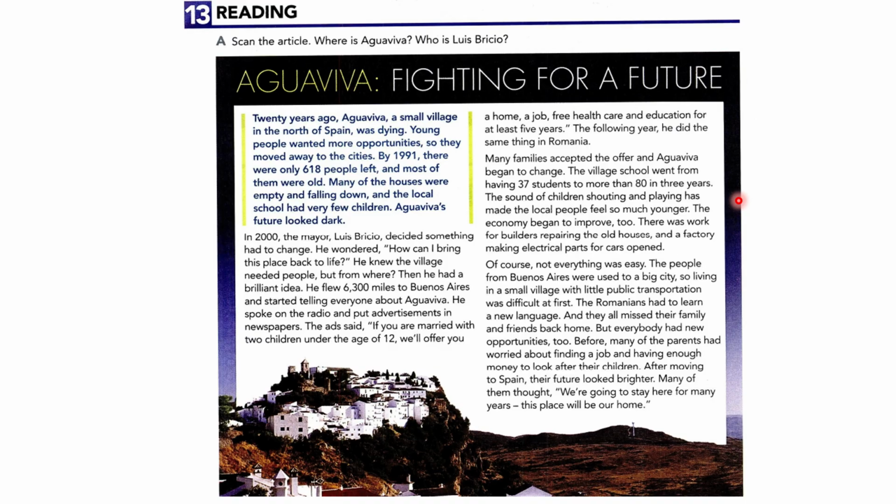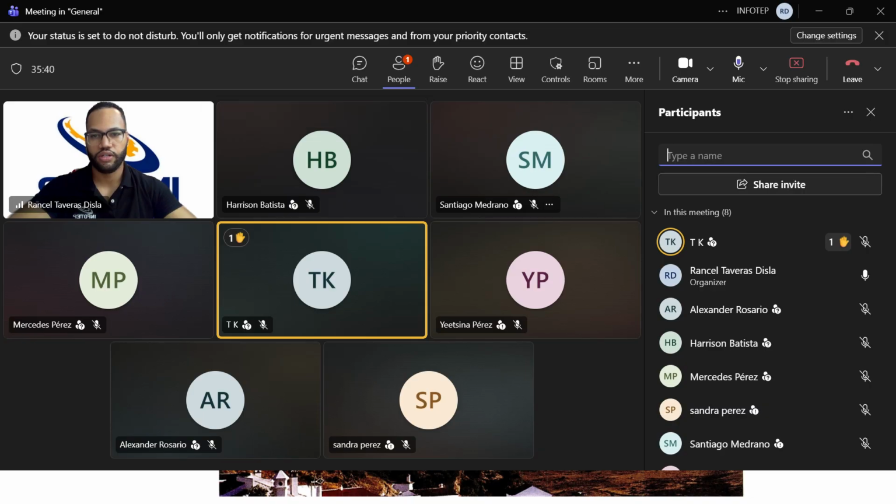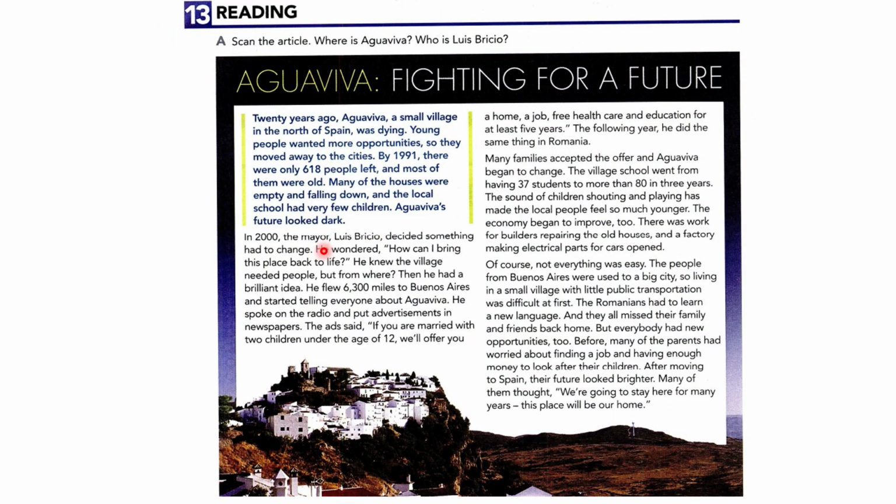And the last one is for who? Giovanni. Giovanni, are you here? Giovanni's not here. Okay, so TK, would you like to read it, please? Starting when they say of course.